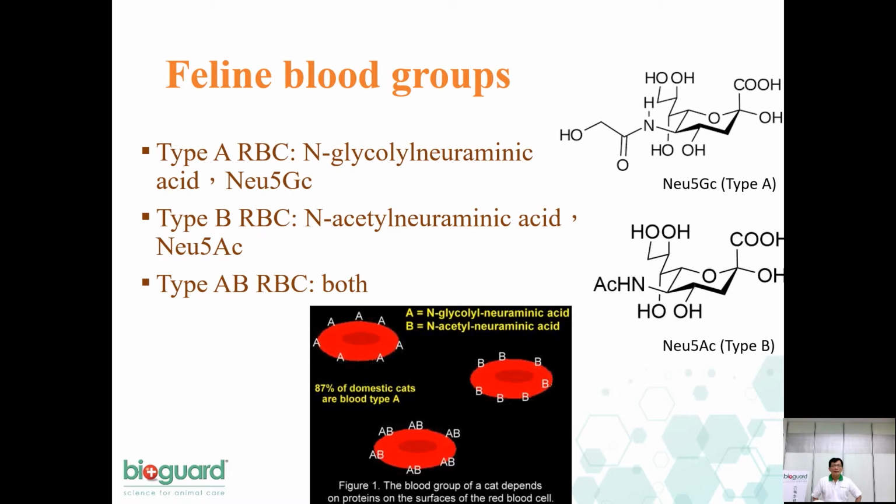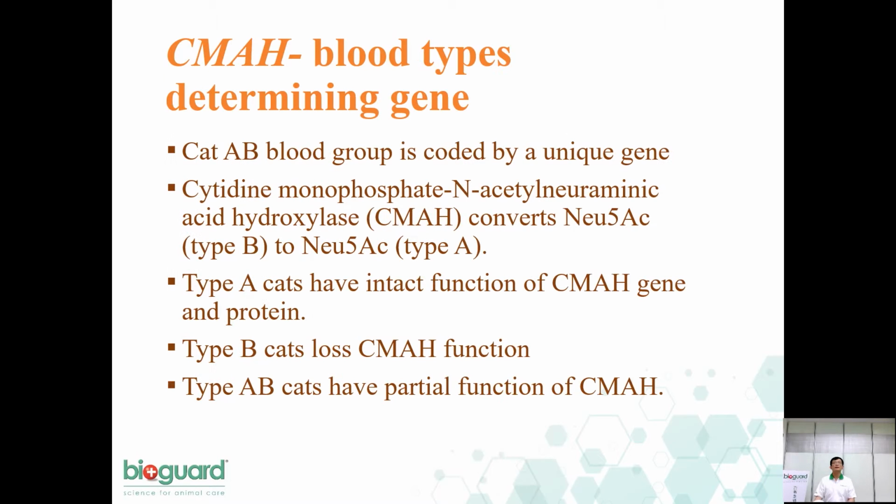These blood types are determined by the antigen on the red blood cells. For type A red blood cells, there are NeuGc or type A antigen on the membrane. For type B red blood cells, there are NeuAc or type B antigen on the membrane. For type AB red blood cells, the membrane has both type A and type B antigens.